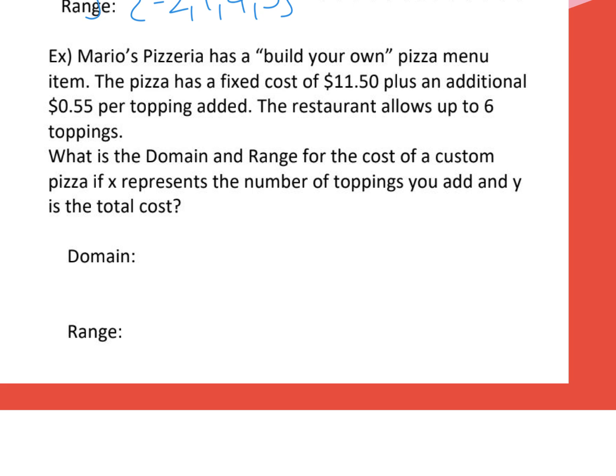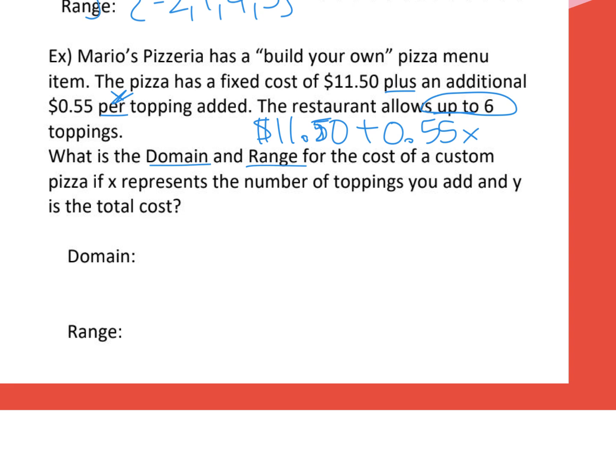Sometimes we have real life problems. Mario's Pizzeria has a build your own pizza menu. The pizza has a fixed cost of $11.50 plus an additional 55 cents per topping. Per is a multiply word. So if I was to write an equation for this, your cheese pizza is $11.50 plus 55 cents times X, or toppings. It says the restaurant allows up to 6 toppings. What is the domain and the range for the cost?